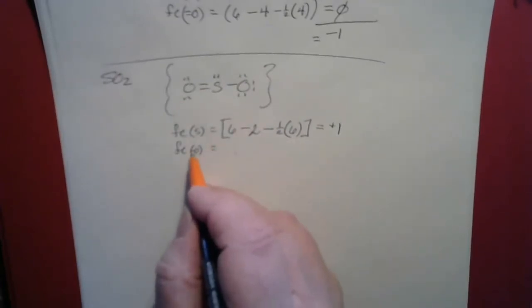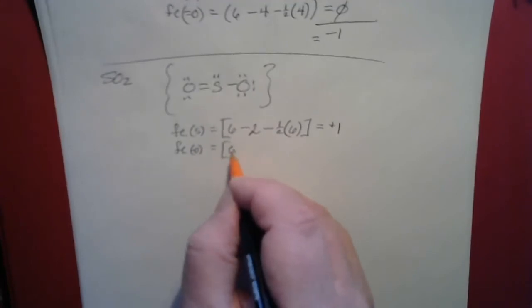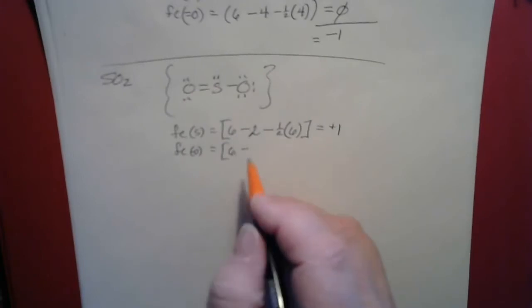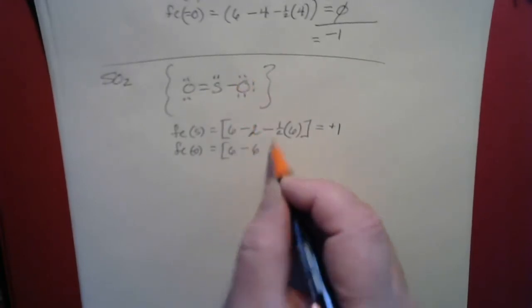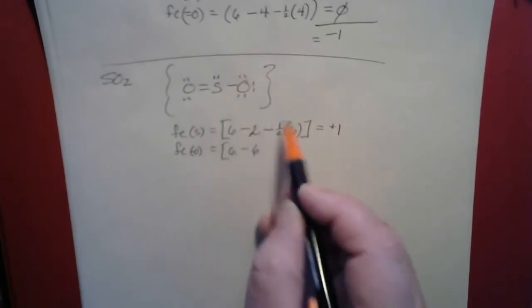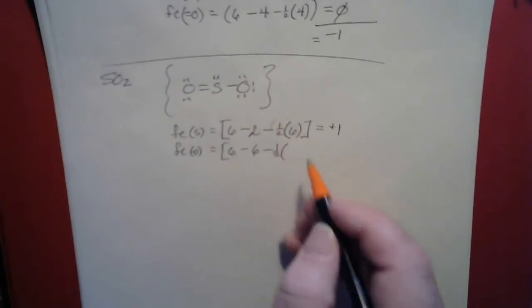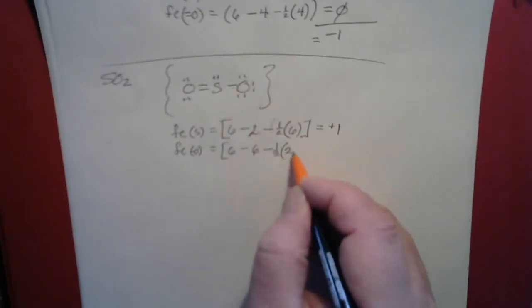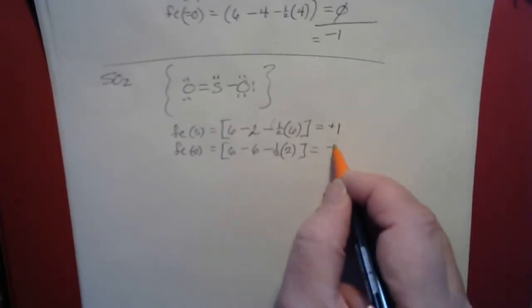The formal charge for the single bonded oxygen is going to be the number of normal valence electrons for oxygen, again, which is 6, minus the lone pair electrons on the single bonded oxygen, which is 1, 2, 3, 4, 5, 6, minus half of the bonding electrons. There's one bond, that means 2 electrons. 6 minus 6 minus 1 is -1.